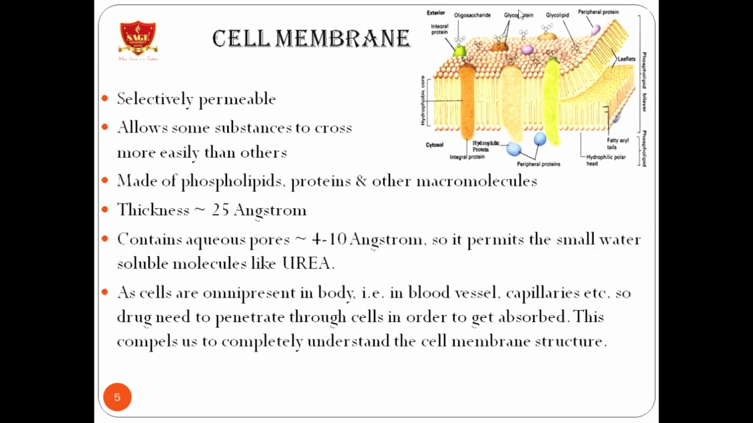Now this is the structure of the cell membrane. Everyone knows about the cell membrane. It is the biggest barrier for drug absorption. The cell membrane is made up of a bilayer of phospholipids, but there are also various other parts like glycolipids, peripheral proteins, glycoproteins, oligosaccharides. All these parts maintain the semi-permeable nature of the cell membrane. The thickness of the cell membrane is 25 angstrom and it contains 4 to 10 angstrom aqueous pores. So it permits small water soluble molecules like urea.